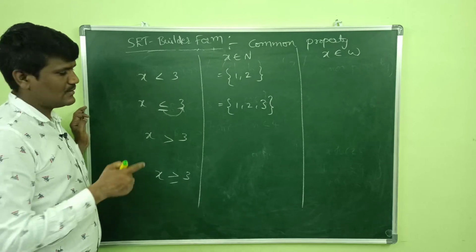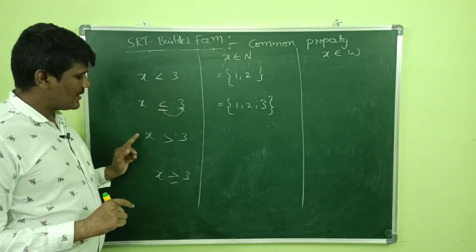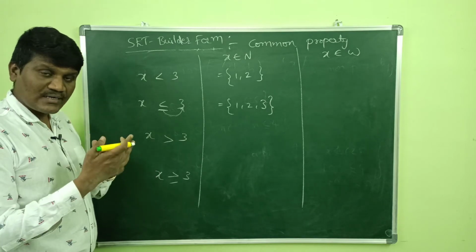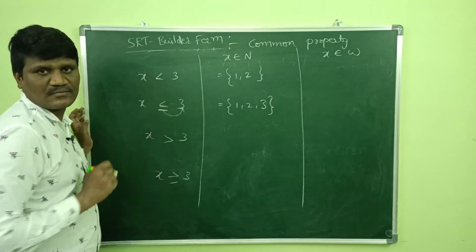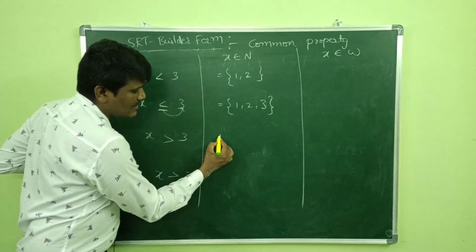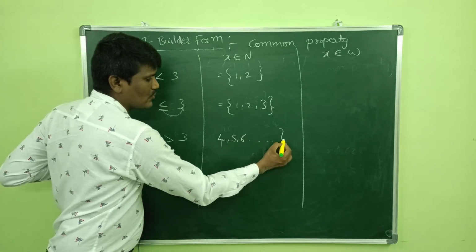Now the next one is x greater than 3. x greater than 3 means starting from 3, but you should not take 3 here. So consider from 4: 4, 5, 6 and so on.